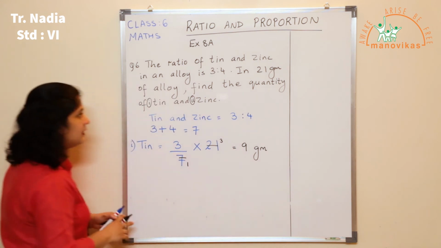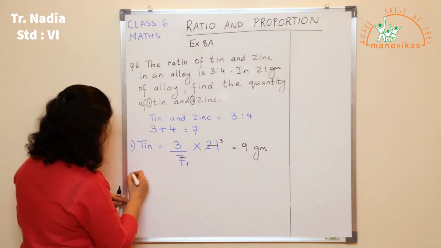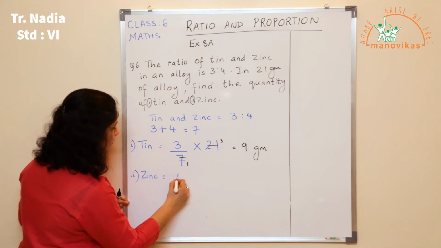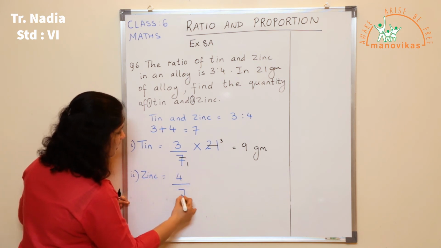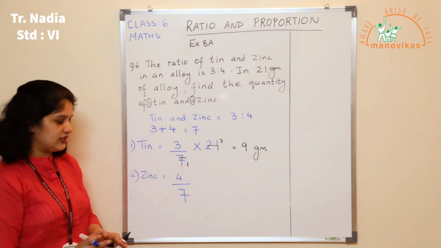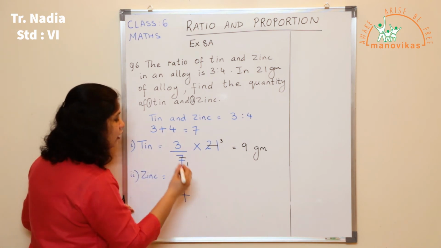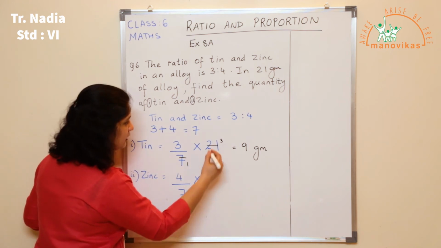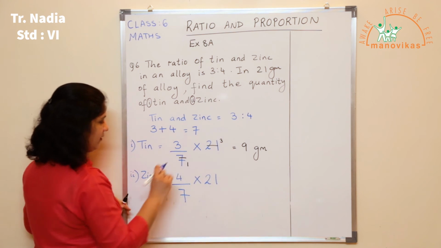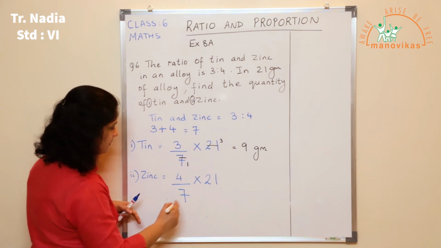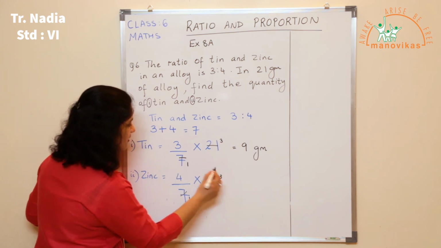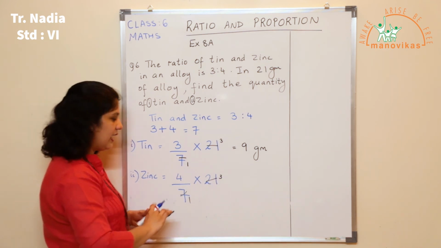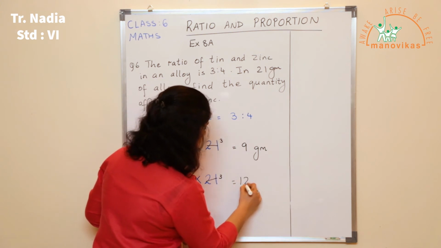Now next we have to find the quantity of zinc. Now I know that zinc is there in 4 parts out of the total 7 parts. So out of the total 7 parts, 4 parts are zinc of the 21 grams of alloy. So multiply by the total quantity of the alloy, that is 21. Again try to reduce. 7 ones are 7, 7 threes are 21. So 4 multiplied by 3, 12. 12 upon 1, I can write it as 12 grams.